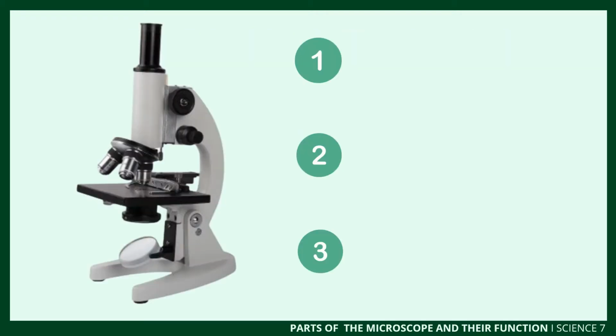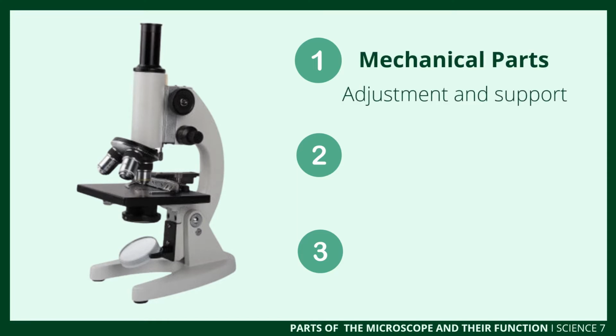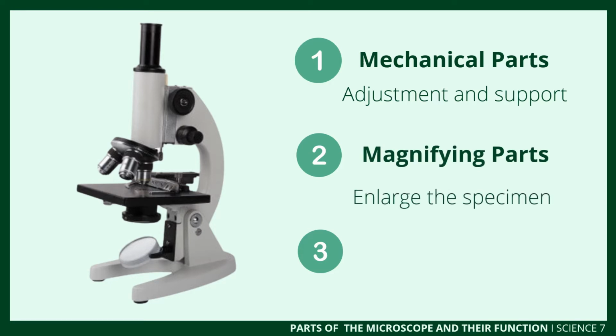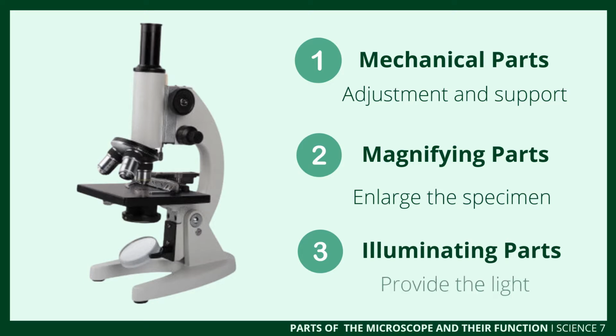Microscope is divided into three major parts. The mechanical parts, responsible for adjusting and supporting the microscope. Magnifying parts that help to enlarge the specimen. And the illuminating parts accountable for providing light to the microscope for better magnification.